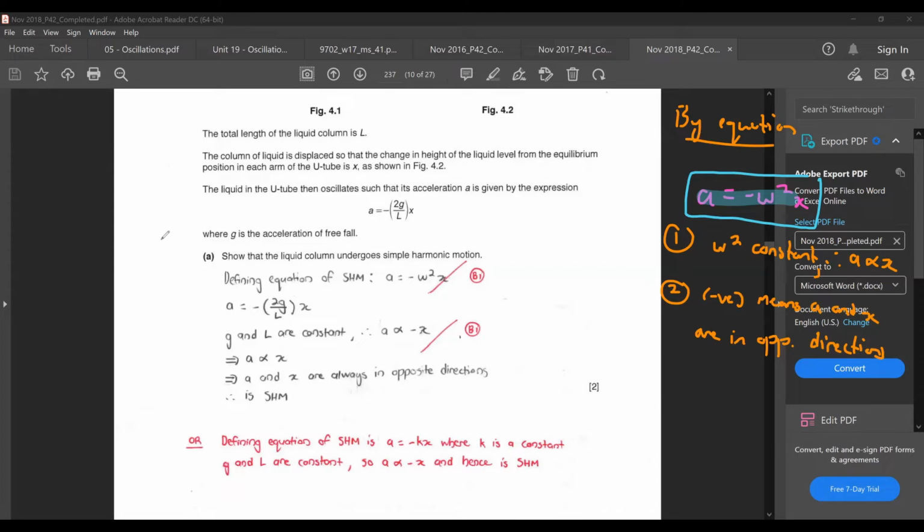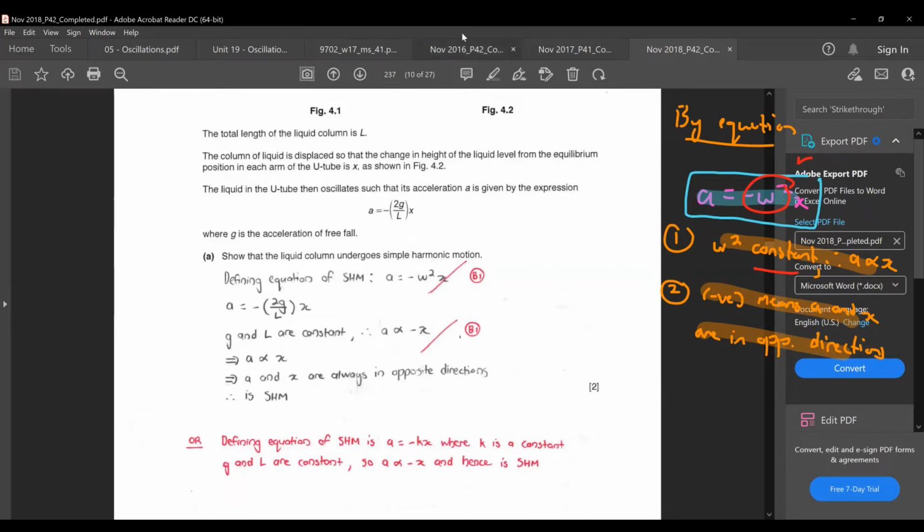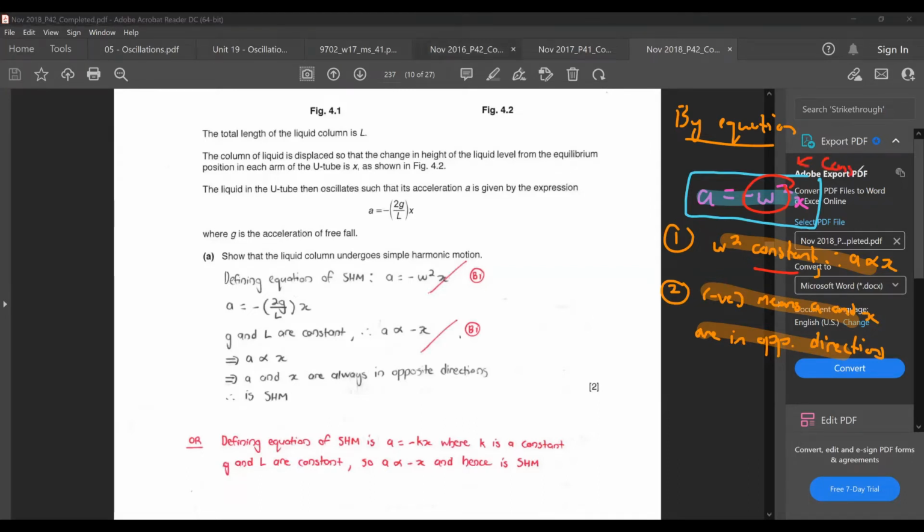The previous example that I just did with you was proving something is SHM by a diagram, by a graph. Similarly, you can also prove that something is SHM by equation. The general answer will be something like this. You have to say that something is constant first, like this one is constant. Only then can you say a is directly proportional to x. And then after that, you single out the negative sign. The negative sign means that a and x are in opposite directions.